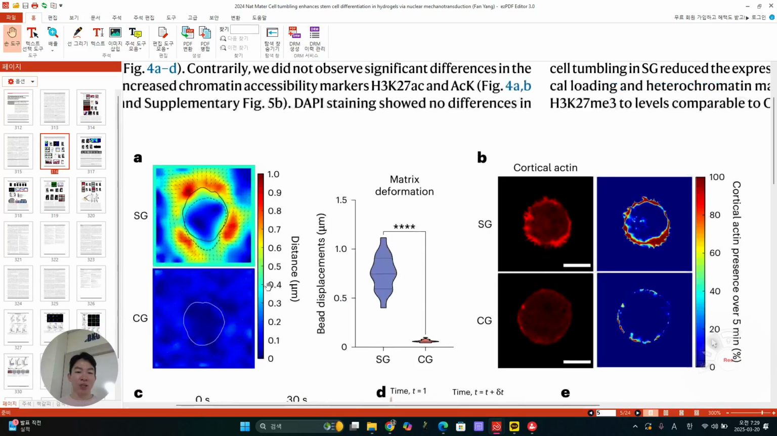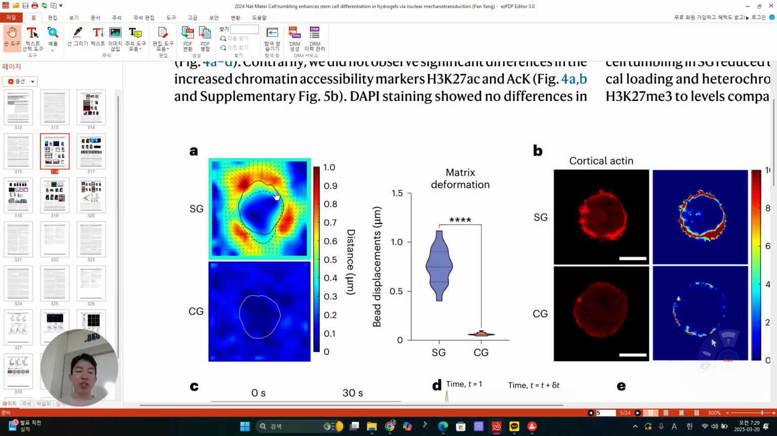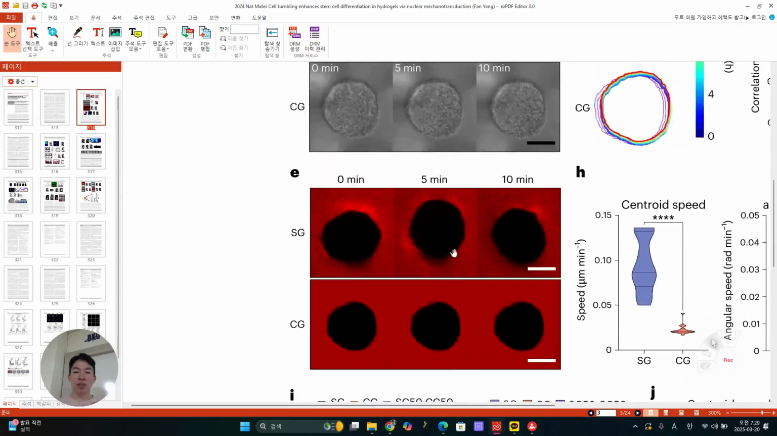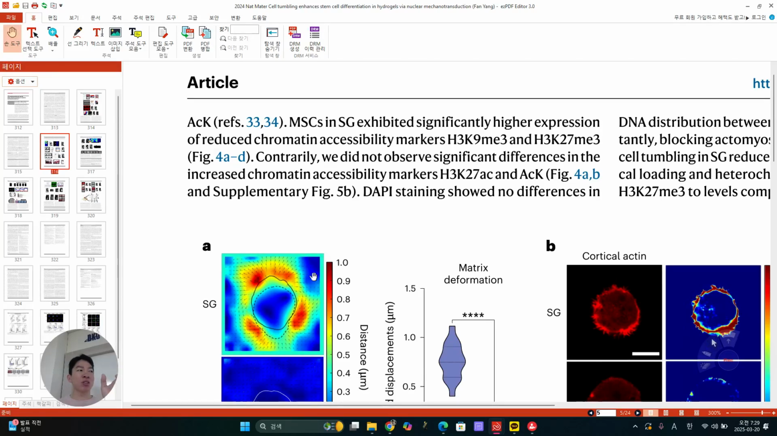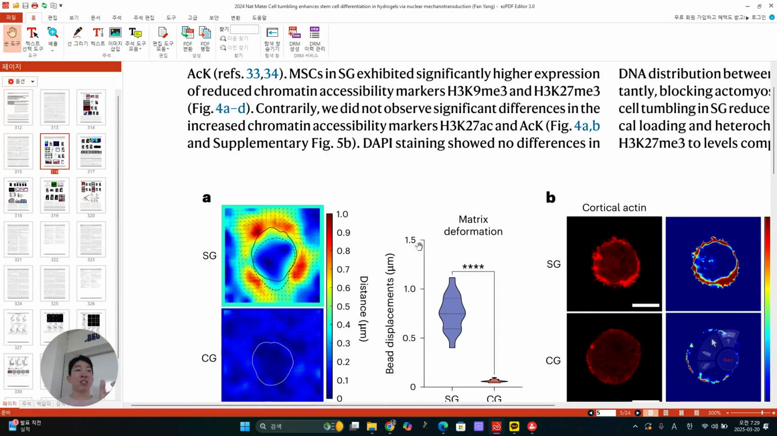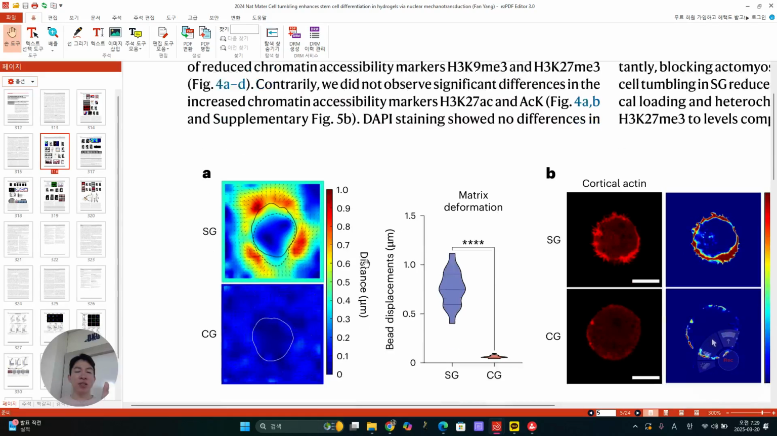So here, first they check some ECM deformation. The gel has a lot of deformation. How do you track this deformation? It's very similar data to this one. This is like without beads, where they dye the gel and track how it moves. But here, to calculate the real distance of the gel, they embedded beads, and then you track the bead movement over time, and you can know the distance.